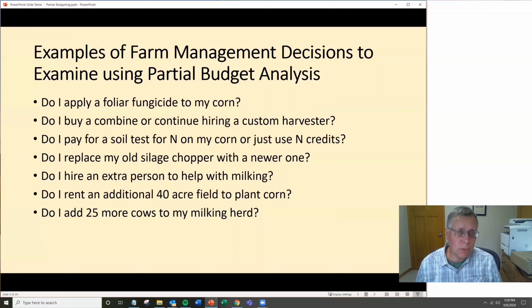I can just quickly look at my rotational credit: got alfalfa, soybeans, I have a certain pounds per acre credit, I assume. Or do I do a soil test in the spring to see if I really get that much nitrogen? Is it worth the extra cost to do that test, or is just using the credits fine? Should I replace my old silage chopper with a newer one? Maybe you've been using it a while and you're wondering, what are the benefits and costs of replacing my current silage chopper, which seems to be getting closer to the end of its life.